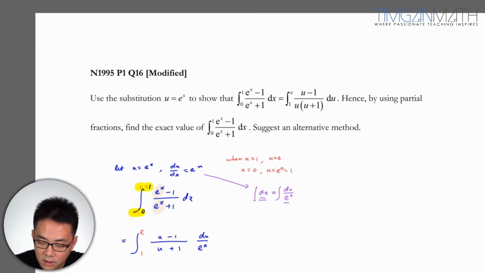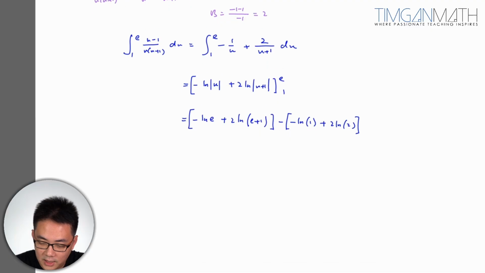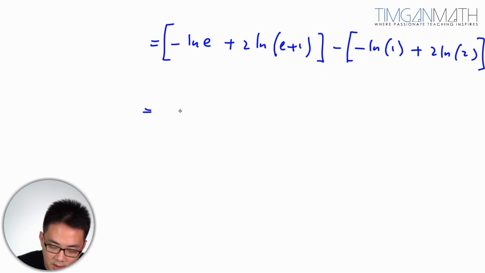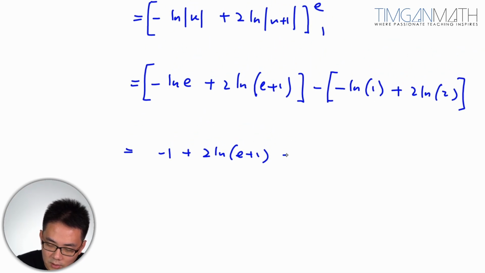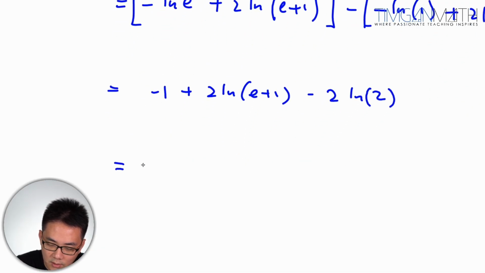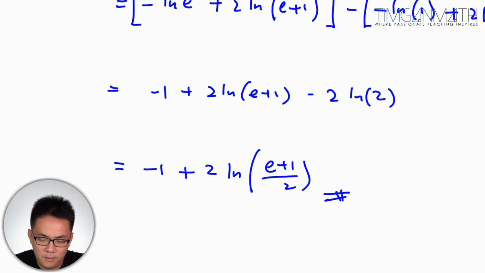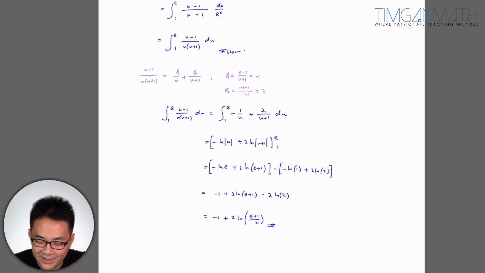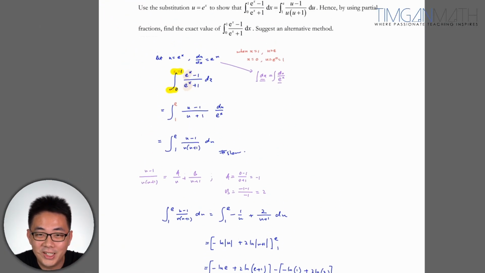Okay, so that's about it. So this is the exact value, I presume. So this is minus 1 plus 2 ln(e plus 1) plus 0. This is 0. This is 0, right? So it's minus 2 ln 2. Okay. And this case here will be minus 1. If I were to simplify this, it would be 2 ln((e plus 1)/2). Yeah. That's how we do this question here proficiently.